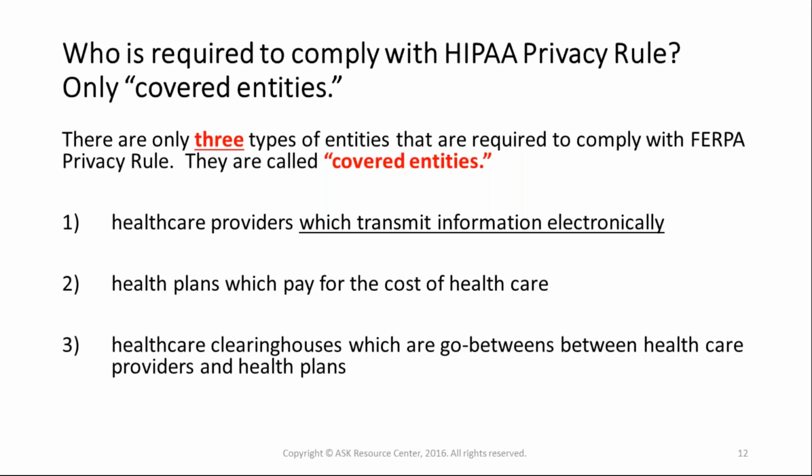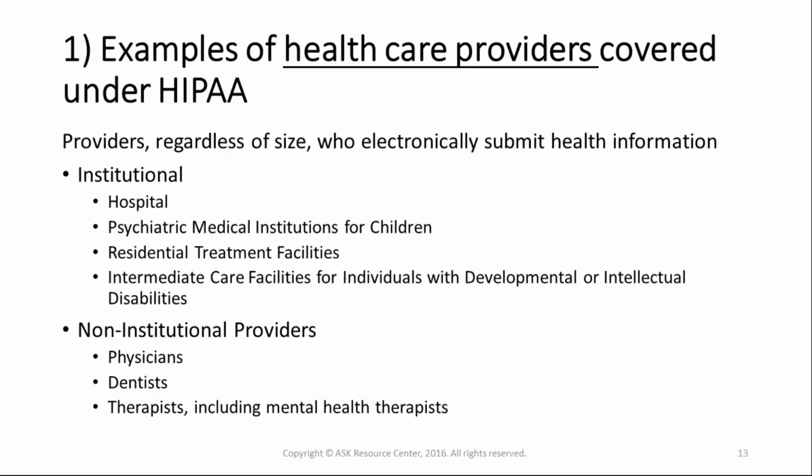Here are some examples of healthcare providers covered by HIPAA, and it's regardless of size. But the criteria is they're only covered by HIPAA if they electronically share health information. There can be institutional providers like hospitals, psychiatric medical institutions for children, PMICs, residential treatment facilities, intermediate care facilities for individuals with developmental or intellectual disabilities. HIPAA also covers non-institutional providers like physicians, dentists, nurses, therapists, including mental health therapists. So that is one type of covered entity.